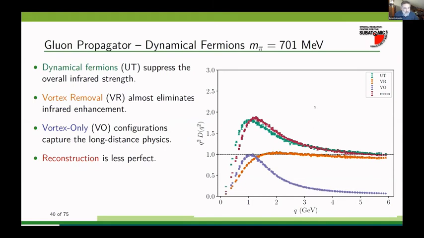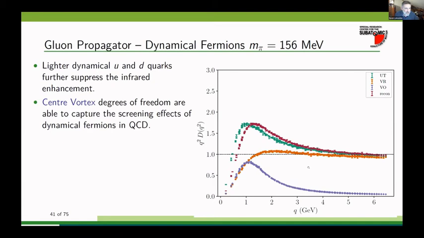So moving on to dynamical fermions, we get a very, very different picture. The original shows the standard infrared enhancement, but if you remove vortices, you get this orange curve. And so there's almost no infrared enhancement anymore, and that has now been separated out into the vortex only. So we see a much cleaner separation of perturbative and non-perturbative physics, possibly.